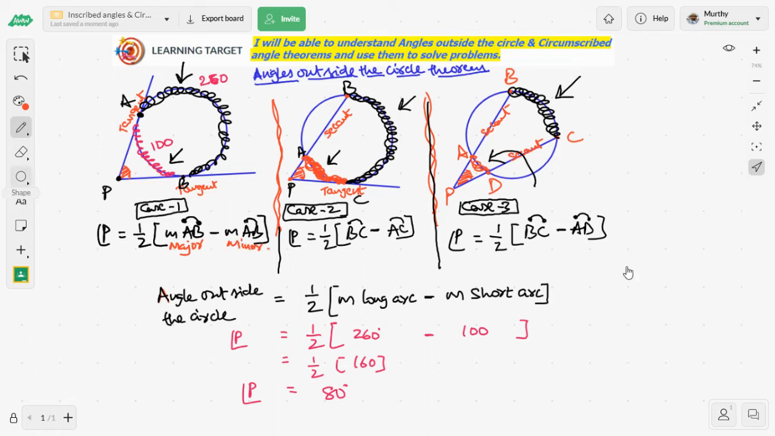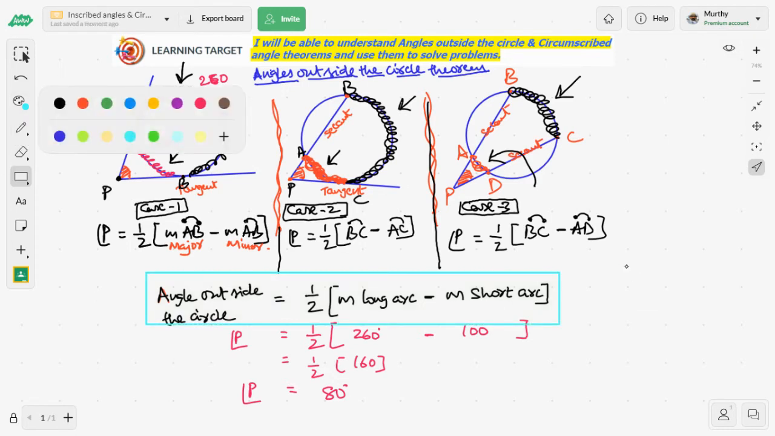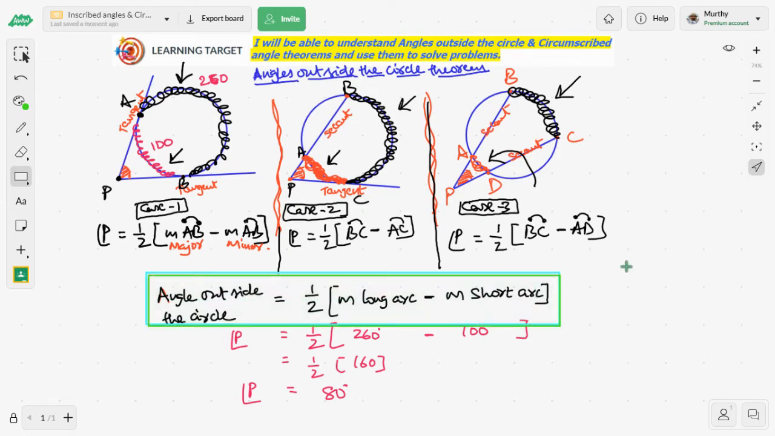So the general rule is, if you are computing the angle, just simply remember this part. Take this general rule: the angle outside the circle equals half the measure of the long arc take away the measure of the short arc. Okay, questions on this?